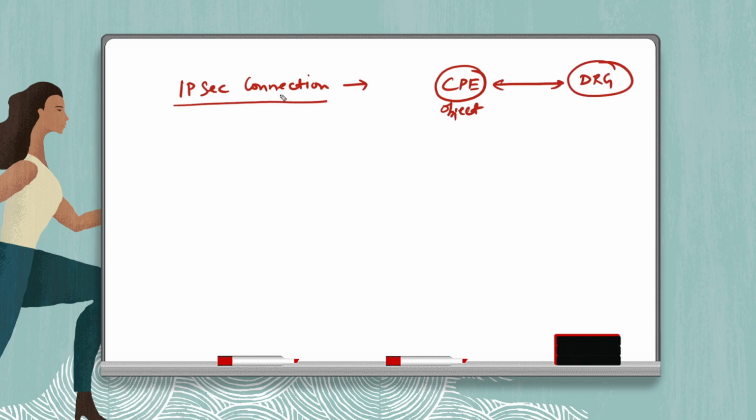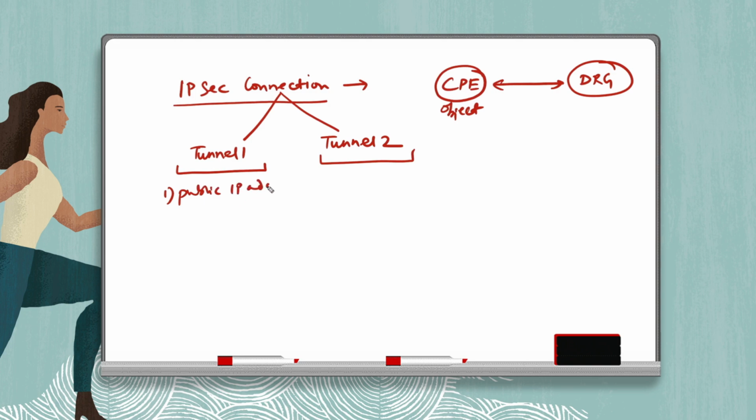I also mentioned that one connection is going to have two tunnels. So tunnel 1, tunnel 2. And this is for redundancy purposes. Now each tunnel is going to have some configuration information. For example, it is going to have a public IP address. It's also going to contain a shared secret. Now, when you are configuring your customer premises equipment on the on-prem side, you require this configuration information.